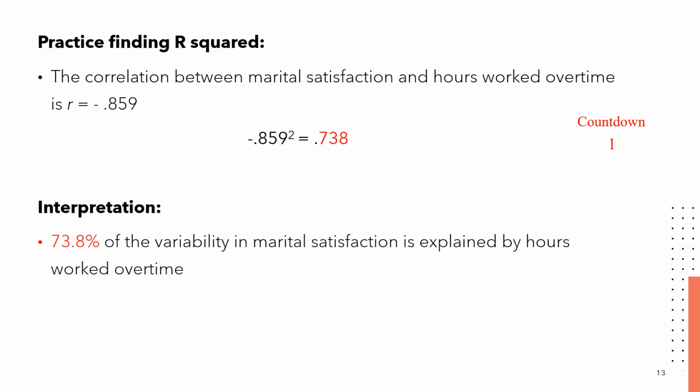Taking negative 0.859 and squaring it, we get positive 0.738. The interpretation of this is that 73.8% of the variability in marital satisfaction is explained by hours worked overtime.